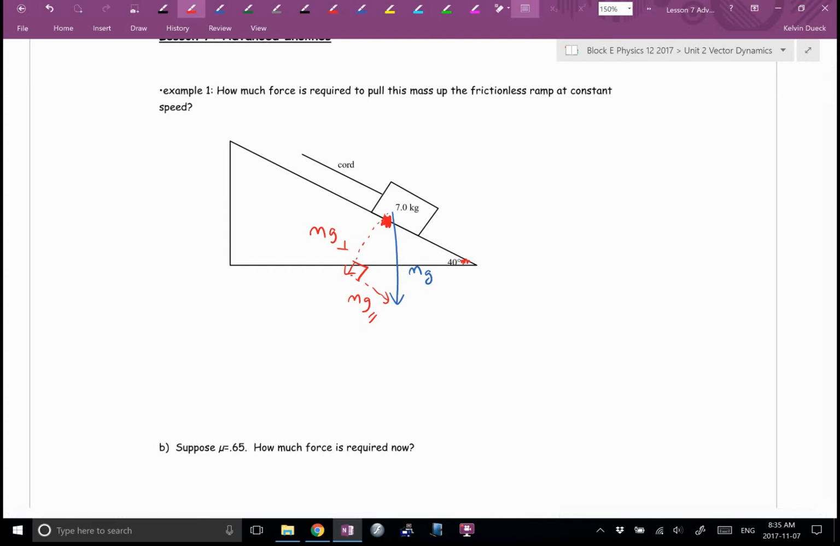What else? Normal force. Like that? No. It's going to be at right angles to the surface. How big? Looks like it's going to be about that big-ish.